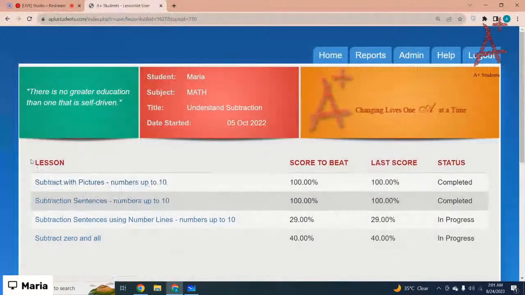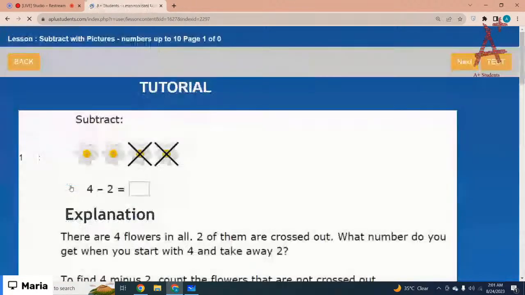Okay, here I'm on grade 1 math. The chapter we're working on is Understand Subtraction. Let's just start with the first lesson, that is subtract with pictures numbers up to 10. Subtract 4, take away 2.